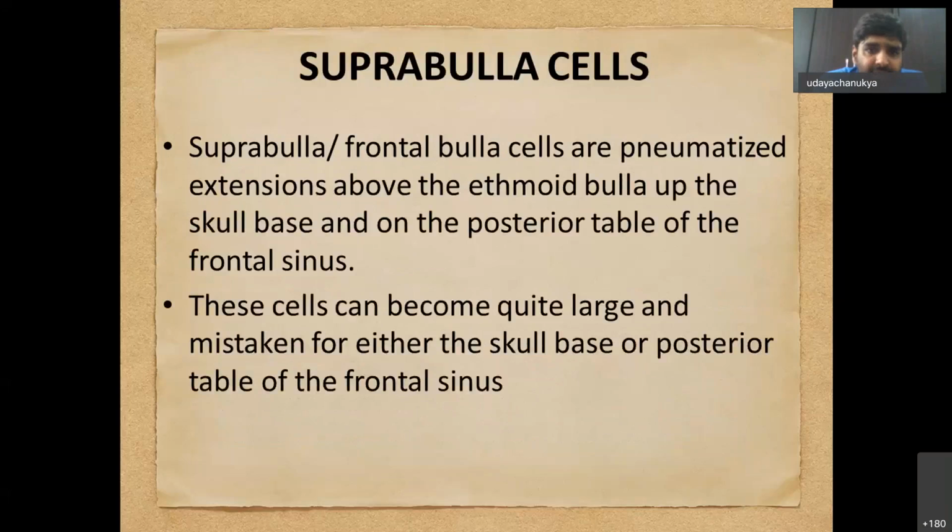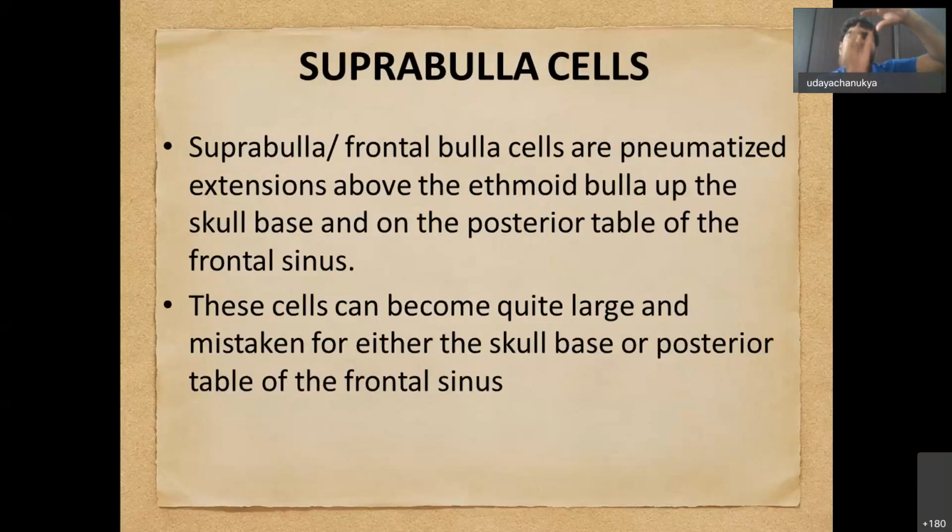Another type of cell is the suprabullar cells. The suprabullar cells, or frontal bulla cells, are the pneumatized extensions above the ethmoidal bulla up to the skull base, on the posterior table of the frontal sinus.